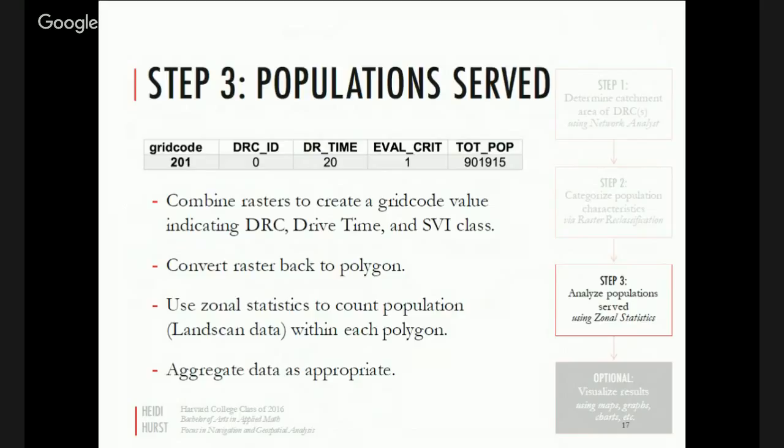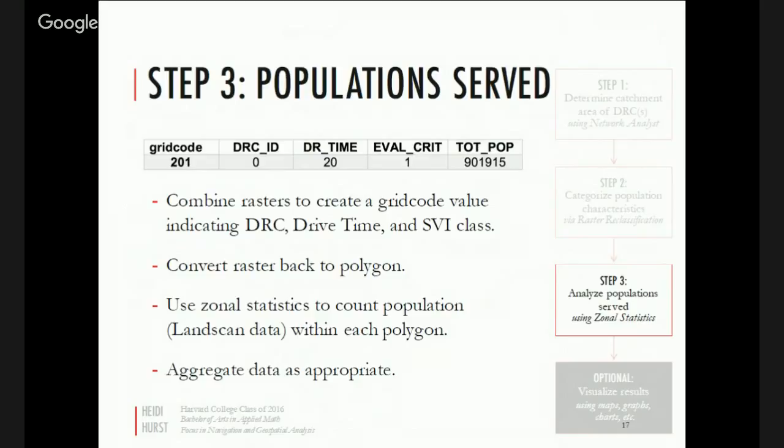LandScan, for those of you who aren't familiar, is a really cool data set that came out of Oak Ridge Laboratories, I think, and it's a fine raster that shows population estimates with so much more detail than you could get from the census, because in a lot of these places in Texas, census tracts are huge. And so that's not going to give you the granularity of detail that you want, especially with these polygons, which you can imagine are kind of small. You're getting down to the level of high vulnerability people within a 20-minute drive of a specific DRC. Does this sort of make sense, this raster to polygon to zonal statistics thing? It's a bit of a convoluted approach, but.